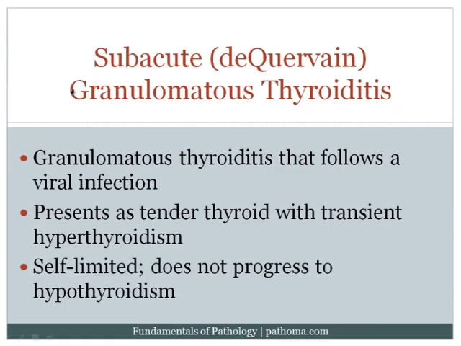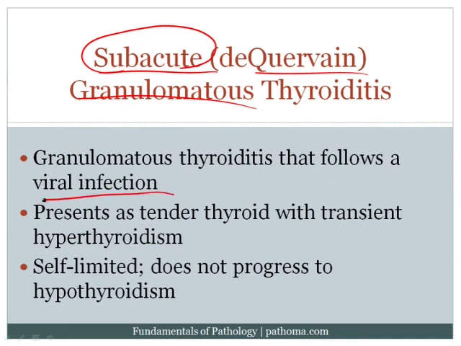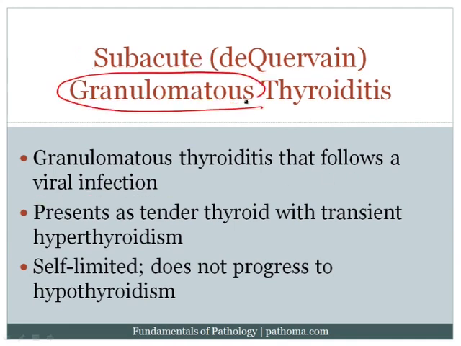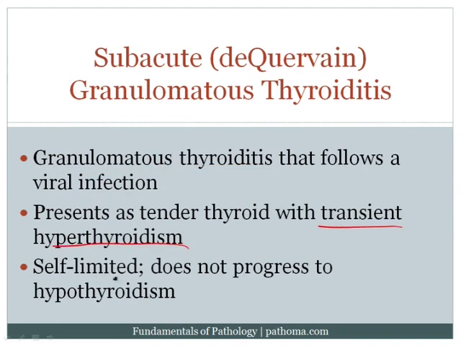Subacute De Quervain's granulomatous thyroiditis. Some people call this subacute, some call it granulomatous, some call it De Quervain's. Just put all the words together and make it easy. Subacute De Quervain's granulomatous thyroiditis. Again, subacute implies that it occurs after an acute process, and so this actually occurs after a viral infection. The granulomatous tells you that you're going to get granulomatous inflammation. Now, this inflammation can present with transient hyperthyroidism. However, it's limited and it does not progress to hypothyroidism.